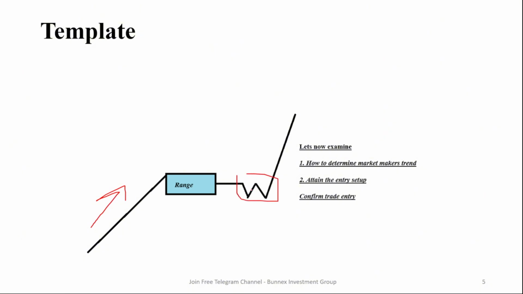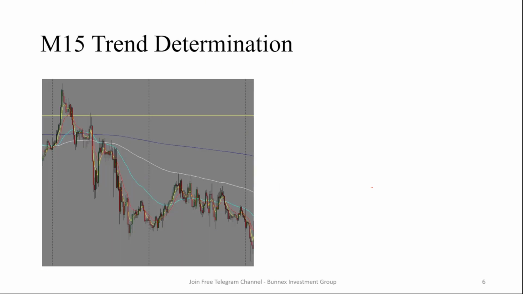So what we are going to examine is how to determine a market maker's trend. When you are given any chart, how do you determine the market maker's trend? And then two, how to attain the entry setup and confirm its entry. When you do so, you are definitely going to get the edge that is required for you to repeat 13 to 18 times, as I mentioned earlier on.